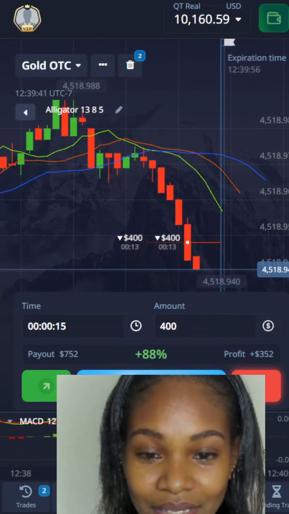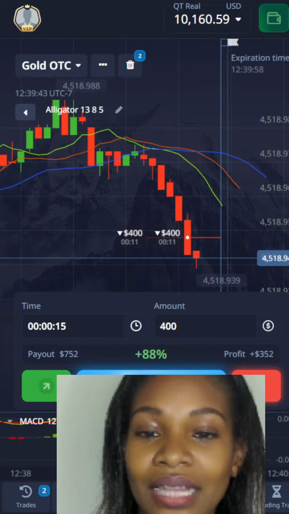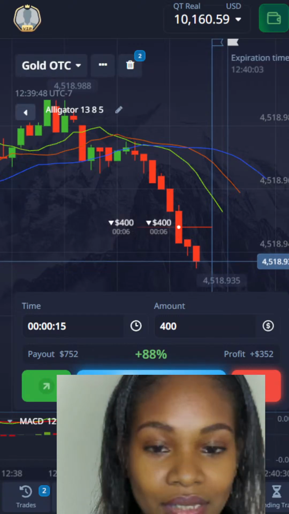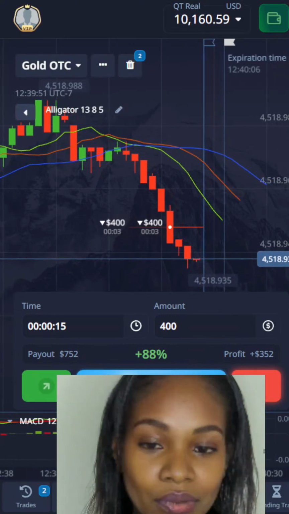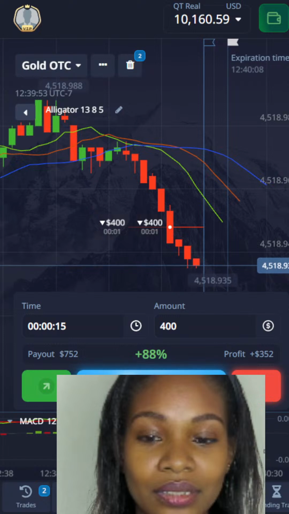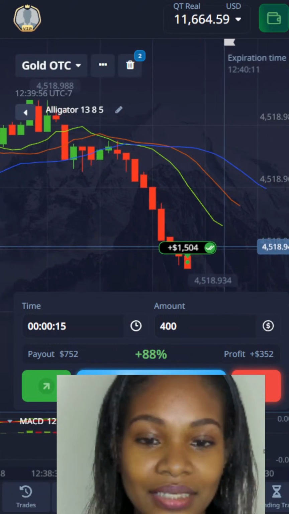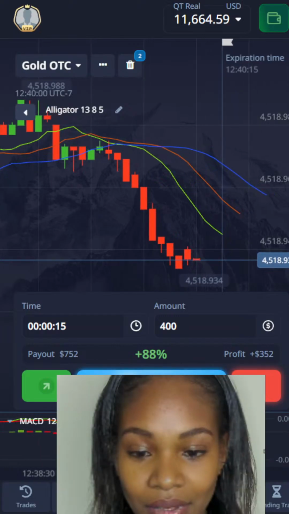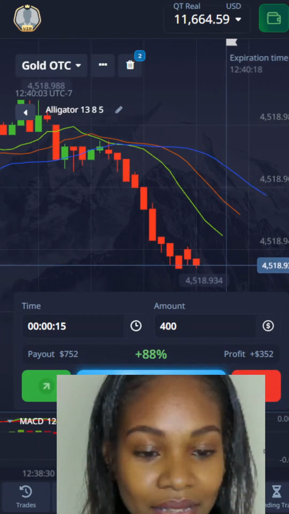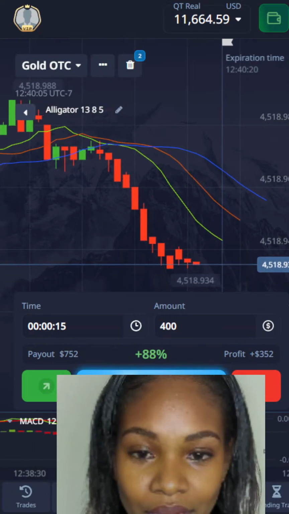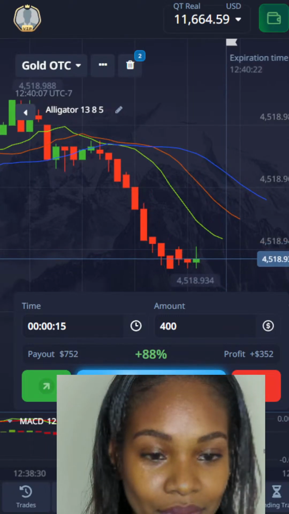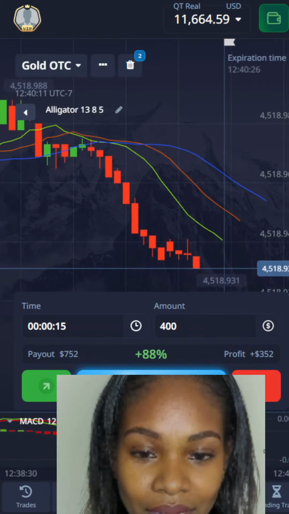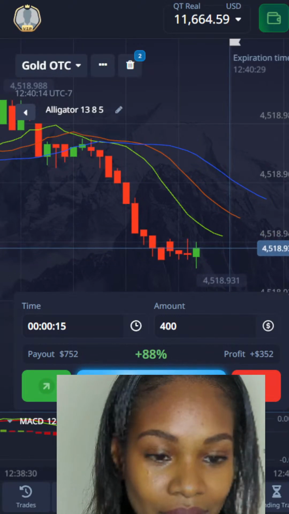Am I really in an uptrend? Am I in consolidation? Or am I in a downtrend? It helps me so much. Then it also helps me on identifying that strong trend. Like right now, we are definitely having that strong downward trend. Okay, so I see it definitely when I'm using my alligator indicator and the MACD as well.